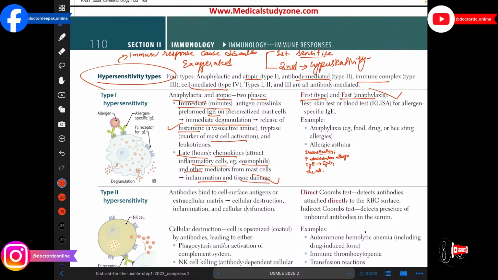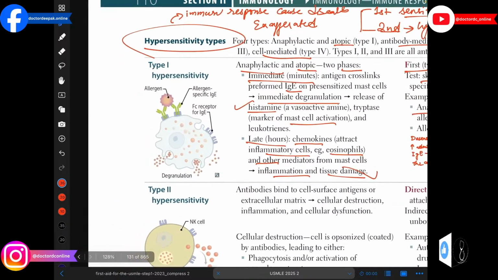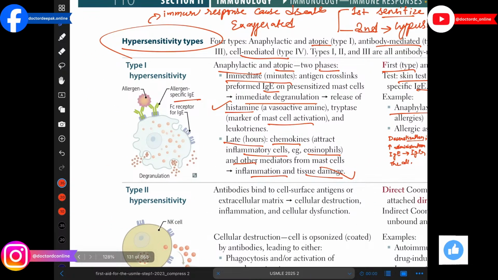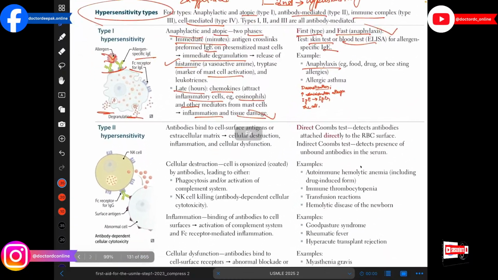The first is very fast, and for the test we will use a skin test by giving an intradermal injection, which will give a positive response with wheal formation. For blood, we use ELISA for allergen specific IgE. Examples are anaphylaxis reaction and allergic asthma. In the diagram, the allergen comes and attaches to the allergen specific IgE antibody, which binds the Fc receptor for IgE, and there will be degranulation of mast cells.